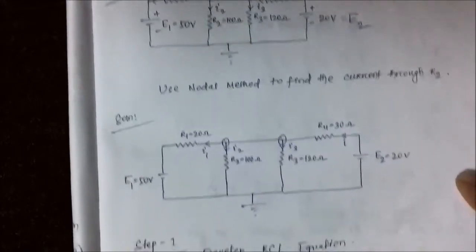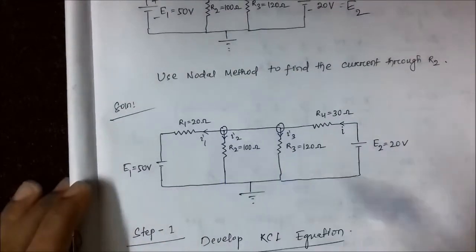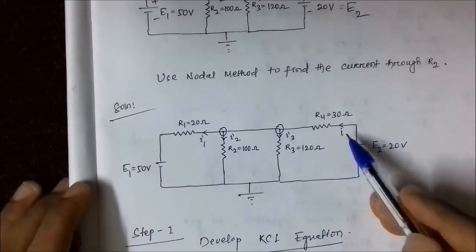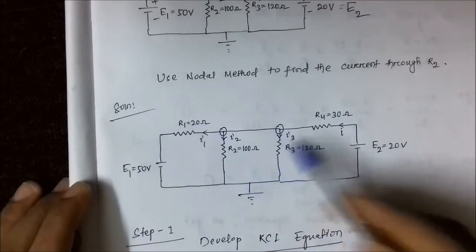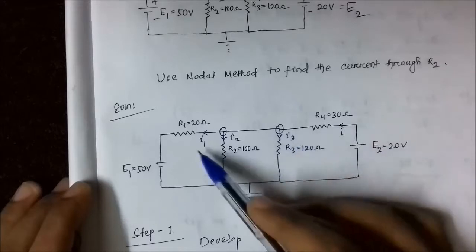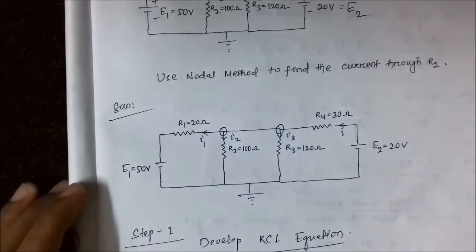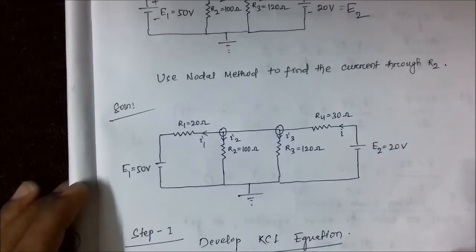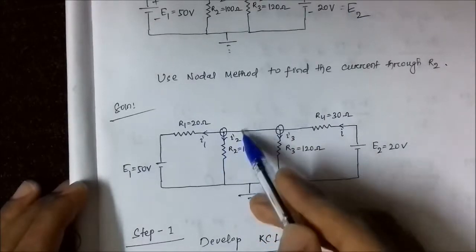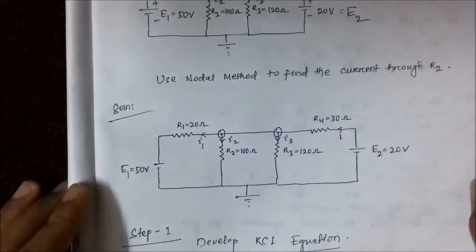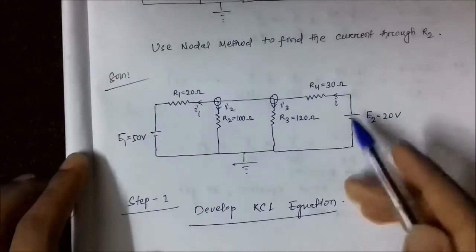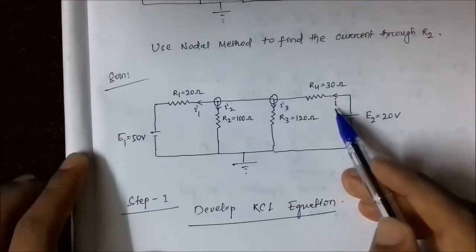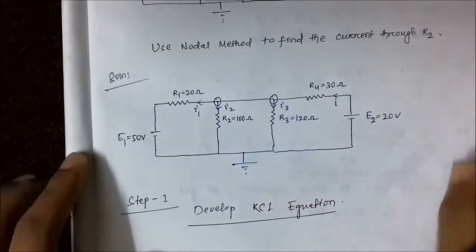So step 1 is we assign the arbitrary currents I1, I2, I3. I1 is entering the node and all others are exiting. They are moving away from the node. This is one node, as there is no resistance in between. So the first step is to develop the KCL equation. Obviously it is evident here that I is equal to I1 plus I2 plus I3. So that's the KCL equation.